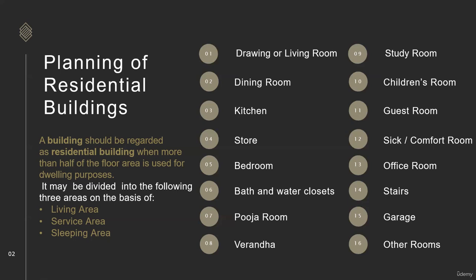These three components of the plan of the building should be there in any residential building. That depends upon the type of the structure or the size of the structure, and the economic conditions of the clients for whom we are going to construct the particular building.